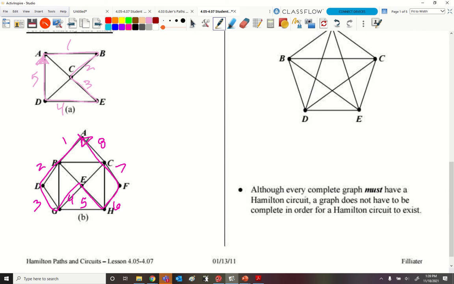Now, could you have a different route? Yeah. No, you don't. It doesn't even say where to start. So you can start wherever you want.